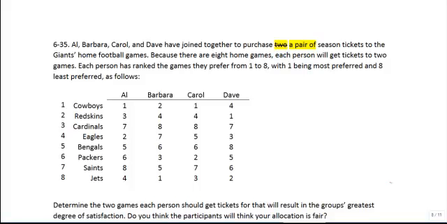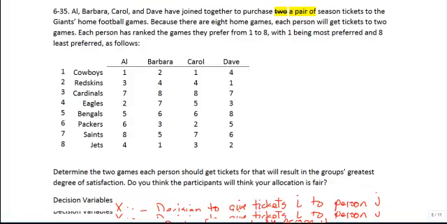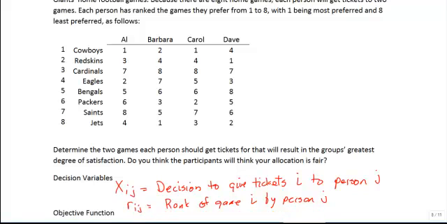Now, we have 8 games, 4 different people that can get tickets, so we have a total of 32 different decision variables for this problem. And we're going to identify these decision variables based on the game and the person. So let Xij represent the decision to give ticket i to person j. Decision variable X1B would be the decision to give that Cowboy ticket to Barbara.